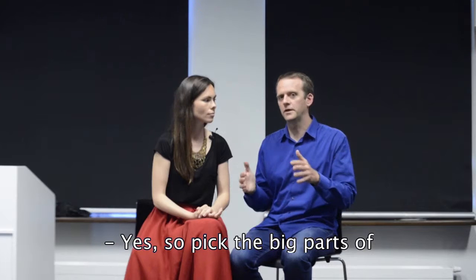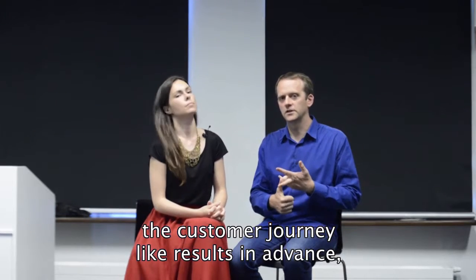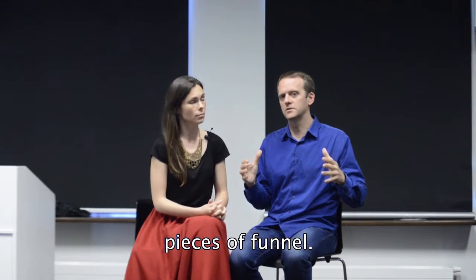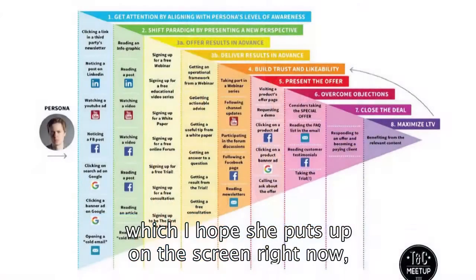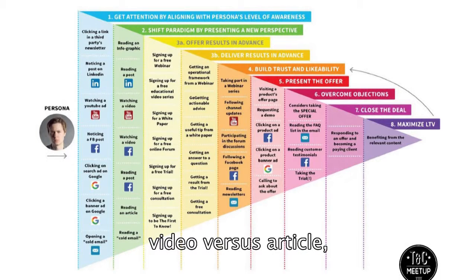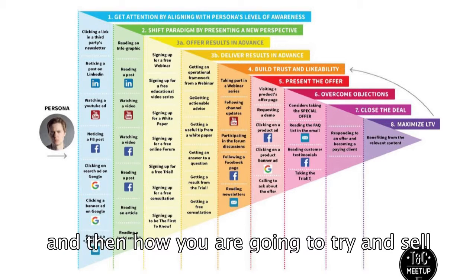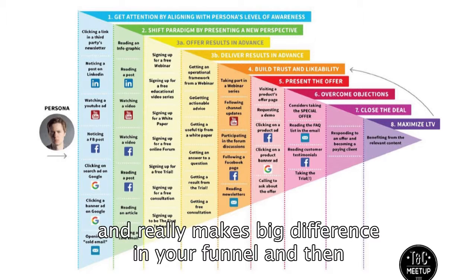Yeah, so pick the big parts of the customer journey, like results in advance, presenting the offer. Those are the big moving pieces of the funnel. And if you look at Eva's little funnel map diagram, which I hope she puts up on the screen right now, test those big blocks, whether you're going to use video versus article, webinar versus maybe a free consult, and then how you're going to try and sell them online or sell them over the phone. So those are the things that we've tested, and it really makes a big difference in your funnel.